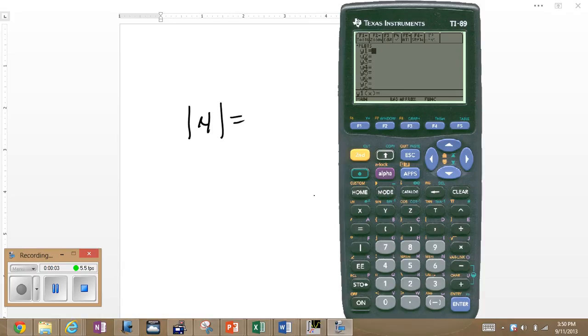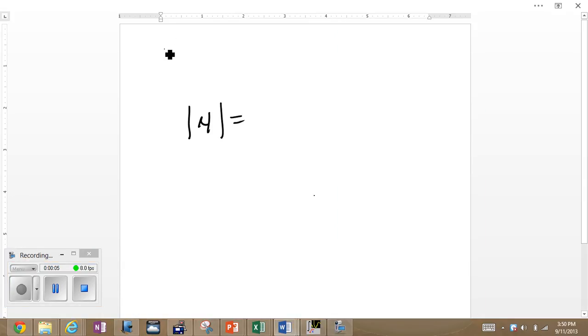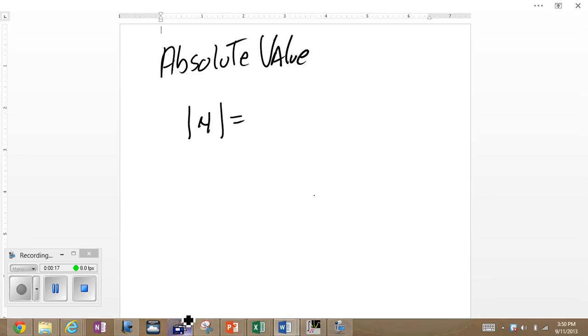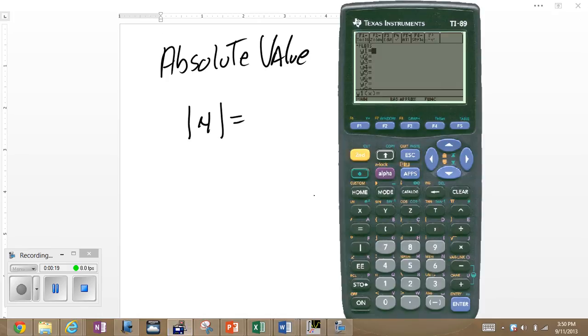So now it's time to start talking about absolute value. And we're going to look at it and understand what it means with the aid of our calculator. So bring the calculator back up. So I'm going to ask my calculator to graph for me the absolute value of x. Now, the absolute value, the notation for that is ABS.